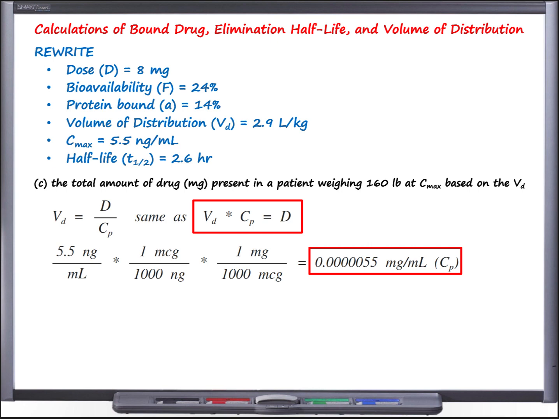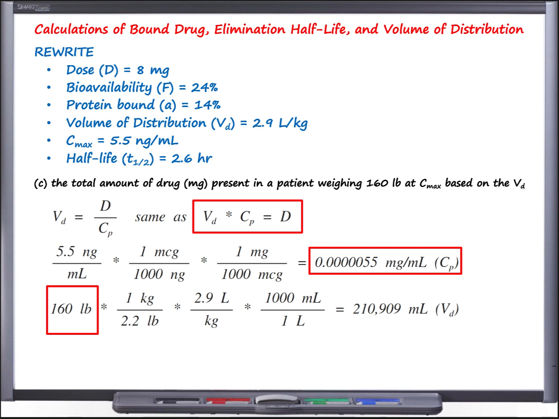The only additional pre-step we have to do relates to our volume of distribution, because we have our CP now expressed in milligrams per mL. Now we need our VD that we can use to determine the dose. The problem is, they gave us the volume of distribution in units of liters per kilogram. So we have to take into account the patient's weight to know what their total volume of distribution is.